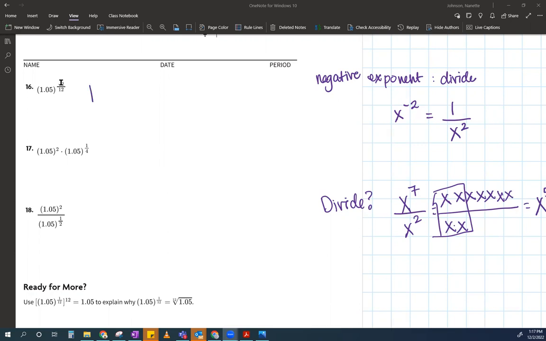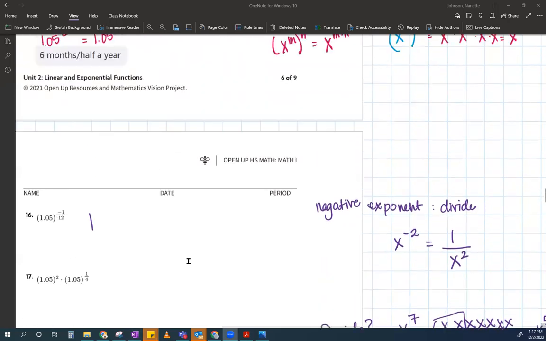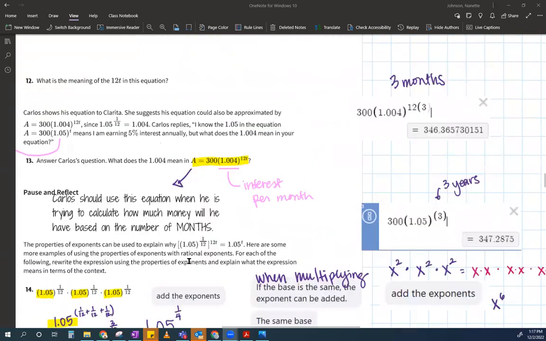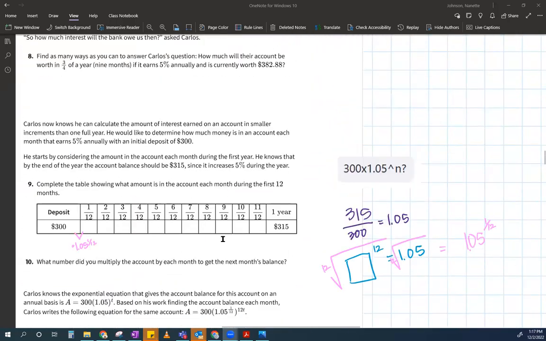1.05 just on the bottom with the 1/12. Okay. So that's our answer. So in context, this is kind of funny. Okay. So I'm going to bring you back over here. Here we multiplied by 1.05 to the 1/12. When would you divide by 1.05?